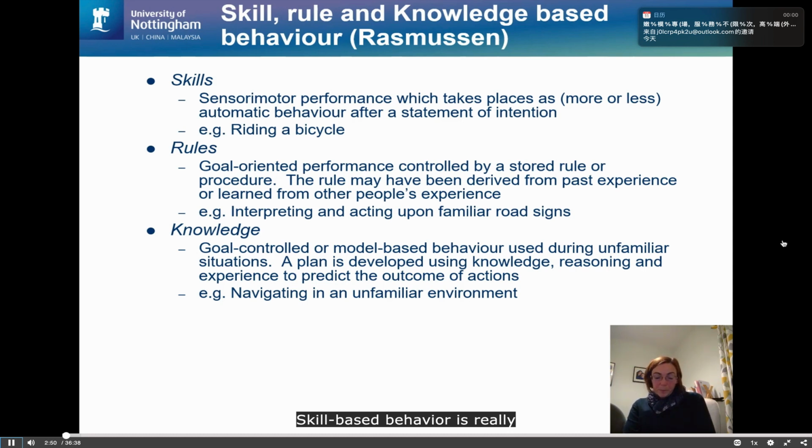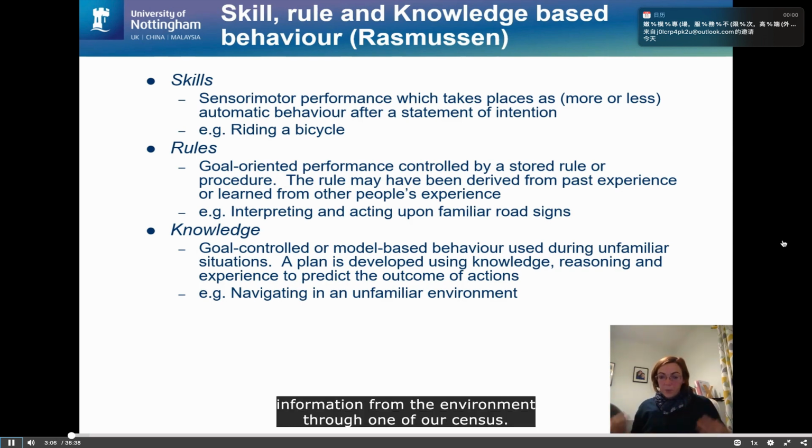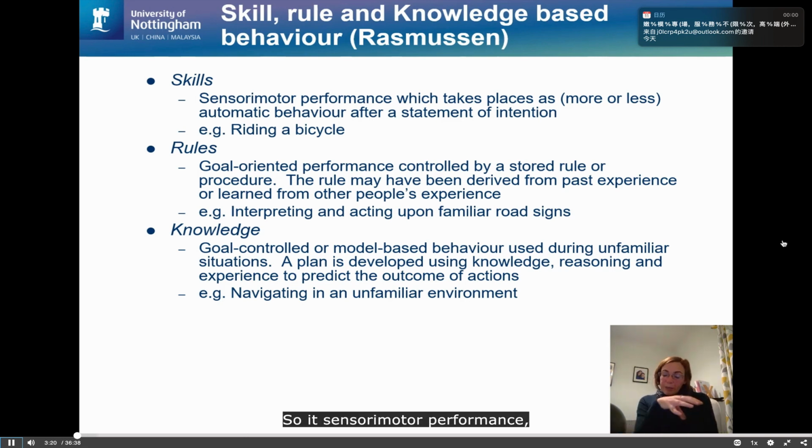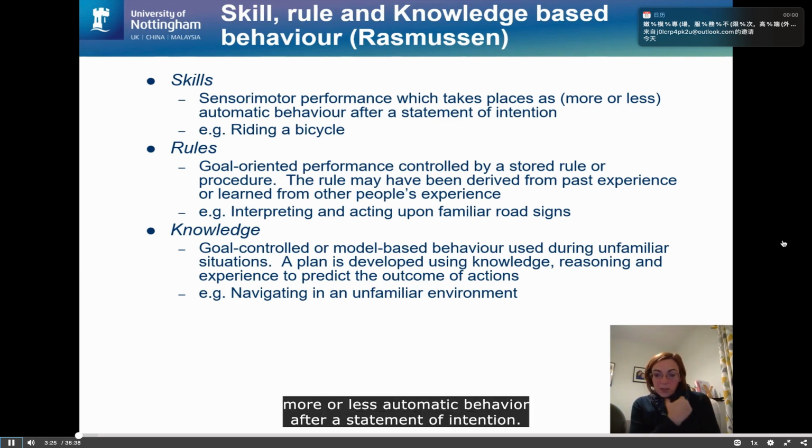Skill-based behaviour is really closely related to procedural memory. If you remember, we talked about procedural memory as part of long-term memory. And it's normally sensory motor performance. So sensory means we're taking information from the environment through one of our senses. Motor means that we're usually physically executing a task in some way. It might be through the motion of our whole body. It might be through interaction with a system somehow. So it's sensory motor performance, which takes place as more or less automatic behaviour after a statement of intention.